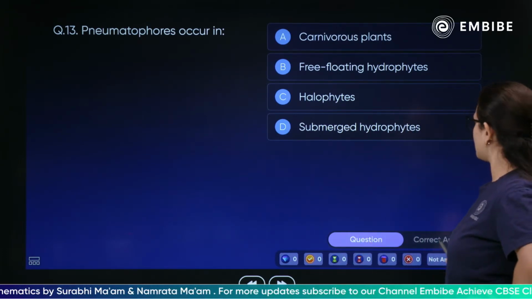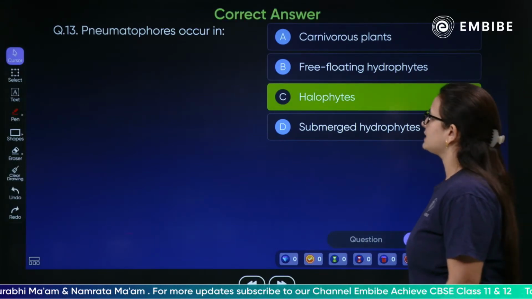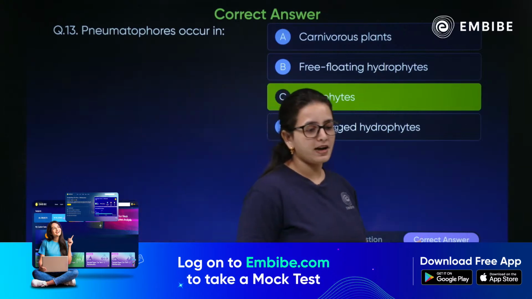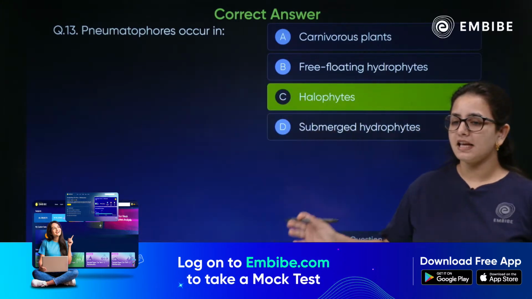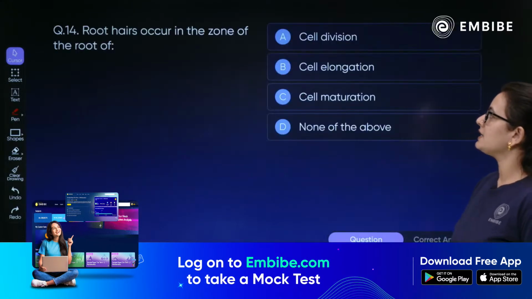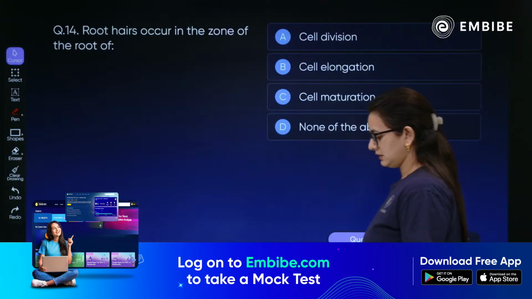Yes, the pneumatophores occur in the halophytes. Yes, the pneumatophores occur in the halophytic region. Halophytes are the plants which are found in the saline areas. Yes. Next we have the root hairs occur in the zone of roots.